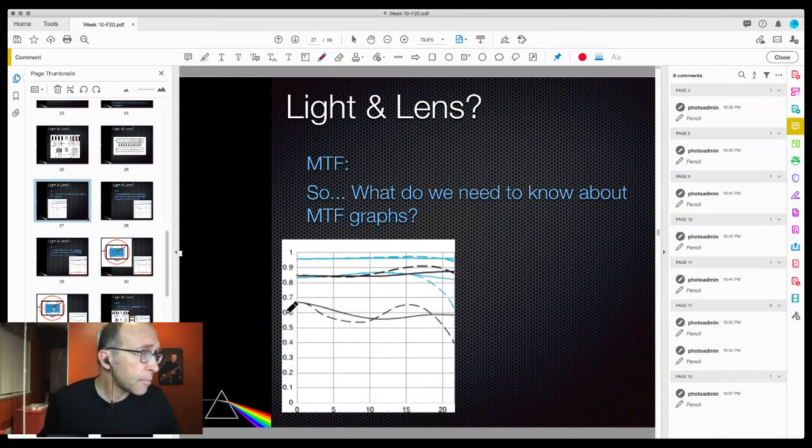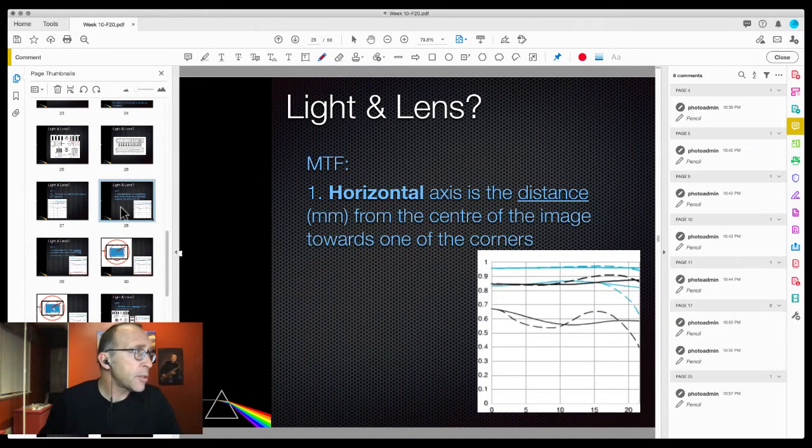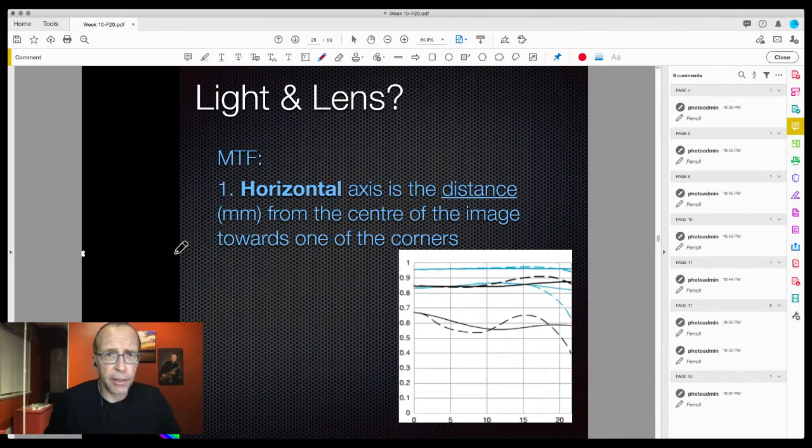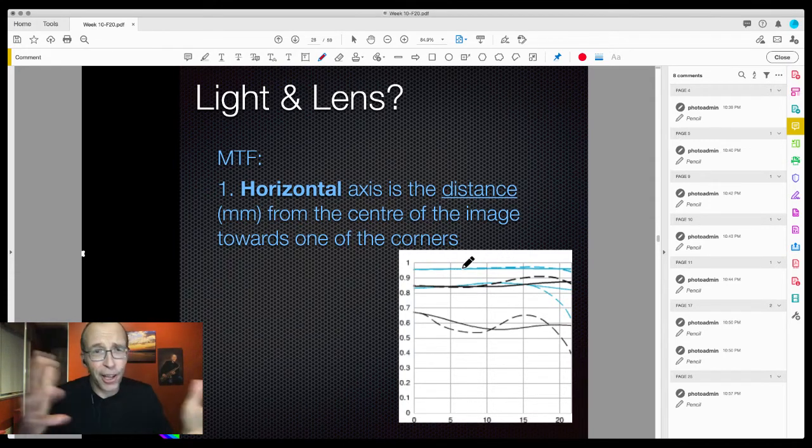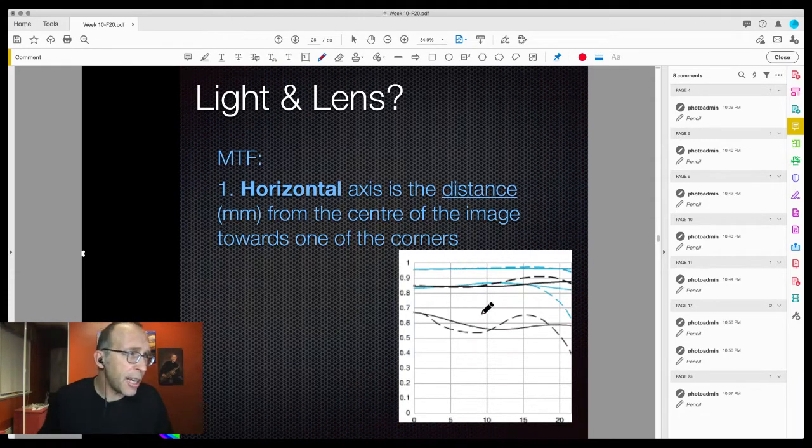So what do we need to know about these MTF graphs, and what are they telling us? Let's go through this step by step. I'm going to make this bigger. Hang on a sec. Does that make it any bigger? A little bit bigger. So let's look at what this is telling us, because there's a lot of information here. We've got lines, some are blue, some are black. We've got numbers on the left, and we've got numbers along the bottom.